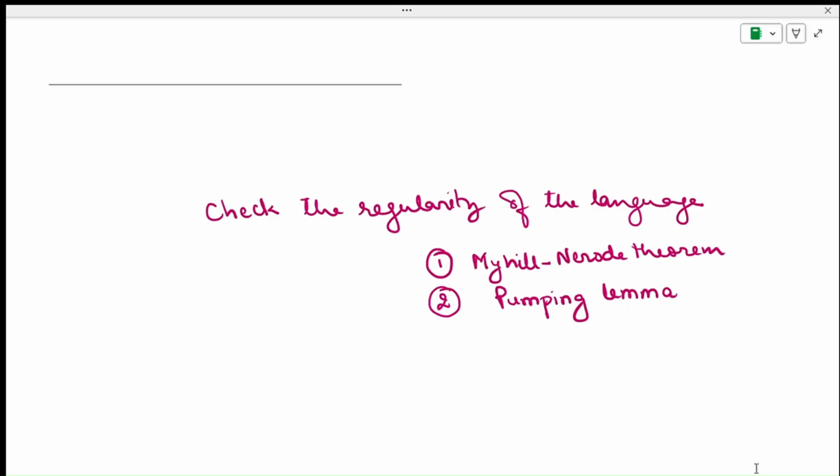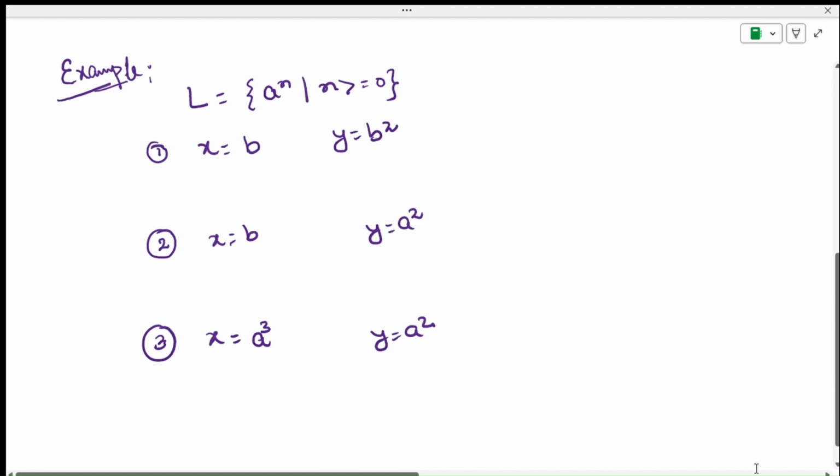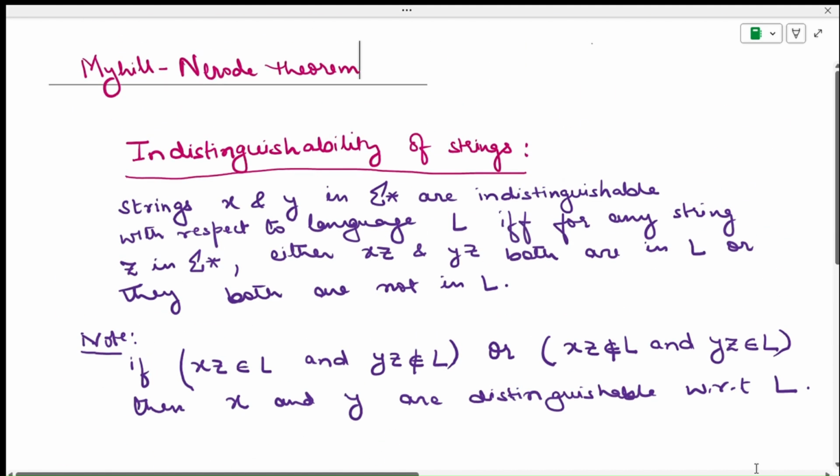For that, we should know the concept of indistinguishability of strings. Suppose there are two strings, x and y in sigma star. They are said to be indistinguishable with respect to some language L if and only if for any string z in sigma star, either xz and yz are both in the language L, or they both are not in the language. Then only we will say x and y are indistinguishable.